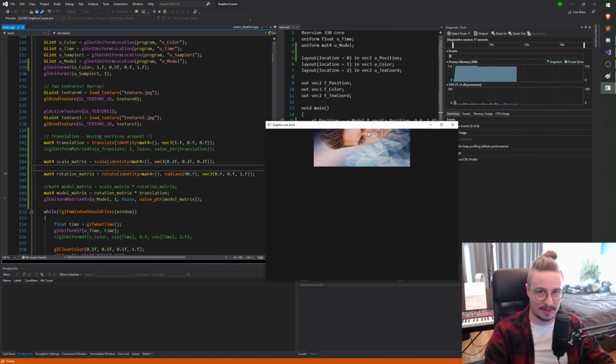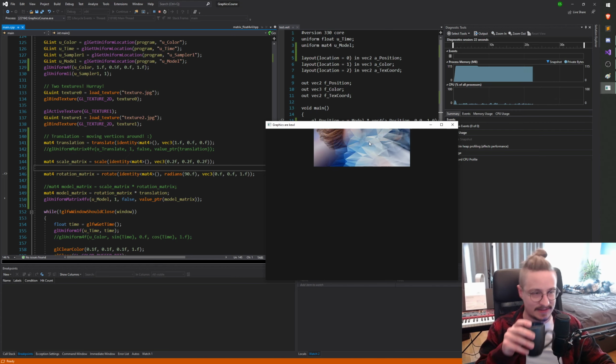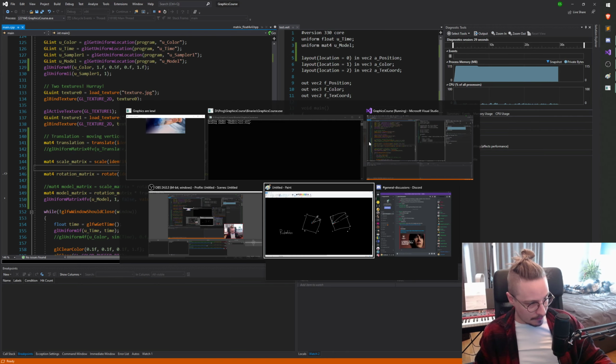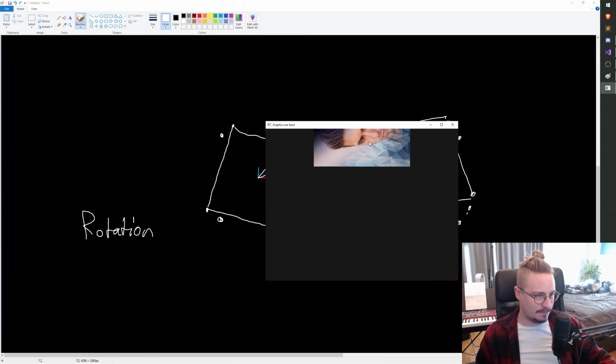And I want you guys to really think about this. You remember what I said last lesson? A rotation matrix rotates around the origin. Okay? Not around the center of the mesh. Around the origin, 0, 0, 0. That's where it rotates around. So what's happening here? Why is it up there?